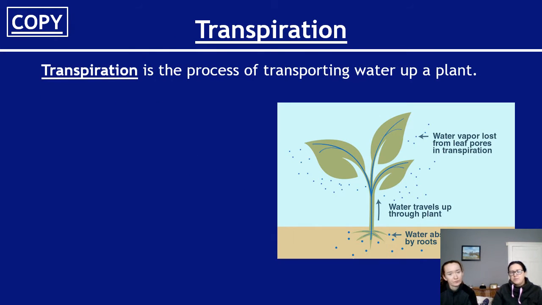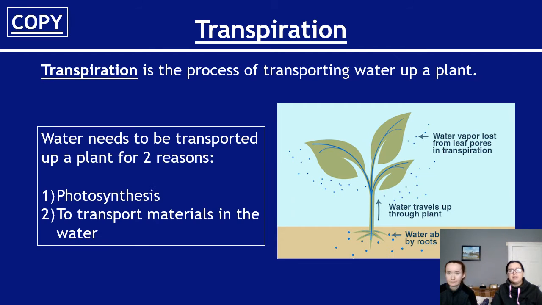Now, transpiration is something new. So transpiration is the process of transporting water up a plant. So it is a process, it's not a thing. You cannot point and say, there's the transpiration, okay? It is a process of water being transported up a plant. Okay, now water has to be transported up a plant for two reasons.